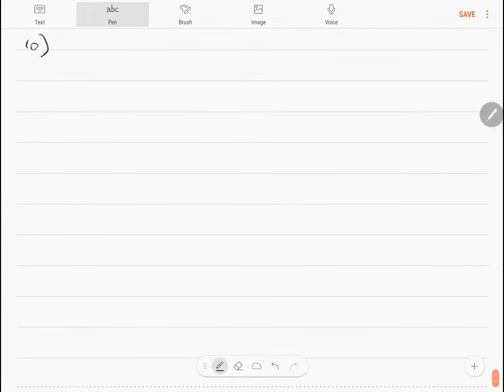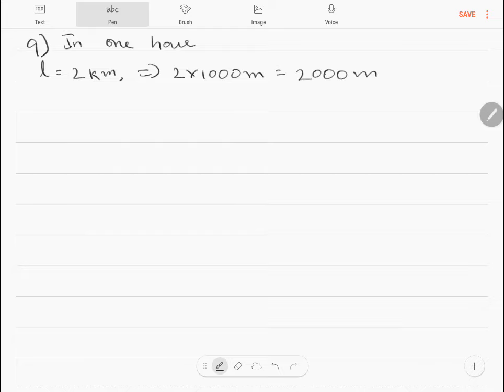Moving on to problem number 9. A river 3 meter deep and 40 meter wide is flowing at the rate of 2 km per hour. How much water will fall into the sea in a minute? So in 1 hour, 2 kilometers, which is in kilometers, so we will convert it into meters. So 2 into 1000 meters, which is 2000 meters. Now B is equal to 40 meter and height is equal to 3 meters is given.